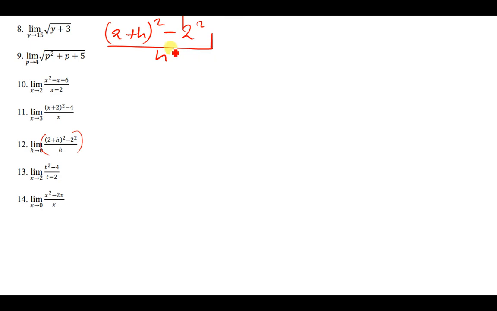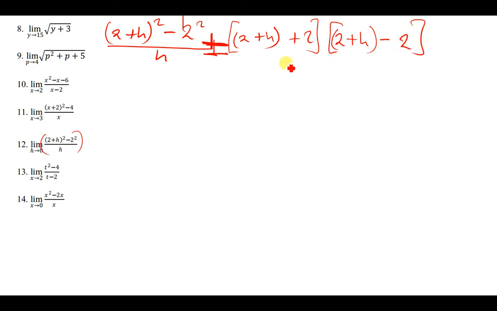So I'm going to express the numerator in the format of a difference of two squares. Okay, it's already a difference of two squares, but we're going to write it in the format of the solution of the difference of two squares, meaning we're going to have (2 plus h plus 2) in brackets, then (2 plus h minus 2) in brackets, like that. Then we have everything divided by h.